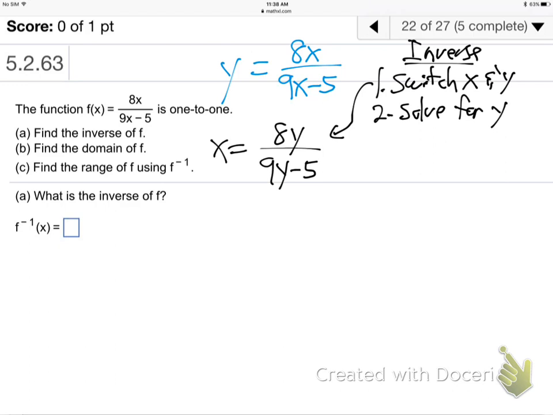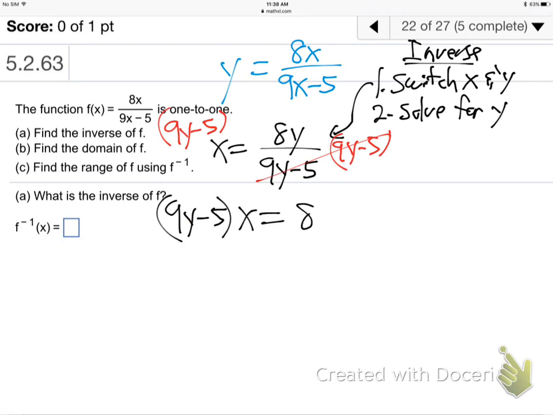Multiply by the denominator, like usual. Multiply by 9y minus 5 both sides. Cancels here. So we get 9y minus 5 times x is 8y.